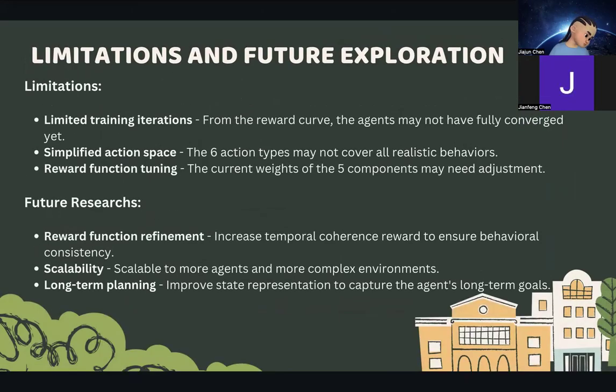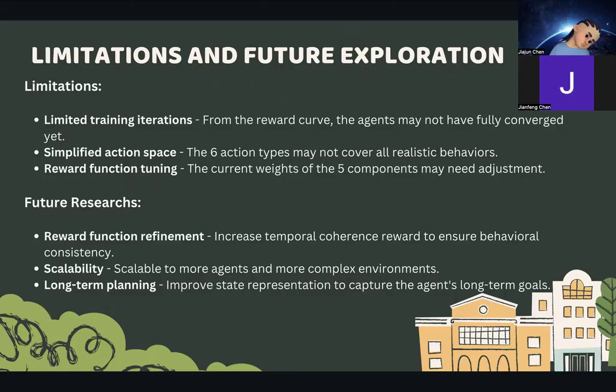Okay, so here's our limitations and future research part. We have three main limitations. Firstly, we have limited training iterations, as we said in the previous slide. We only have 100 steps, so our agents might not have fully converged yet. In the future we could multiply the number of steps to, for example, 500 or 1,000 steps.